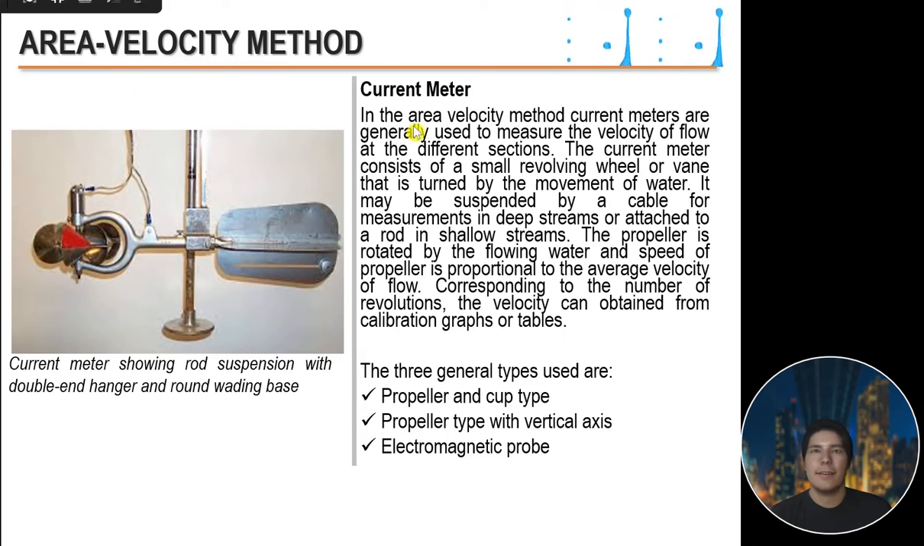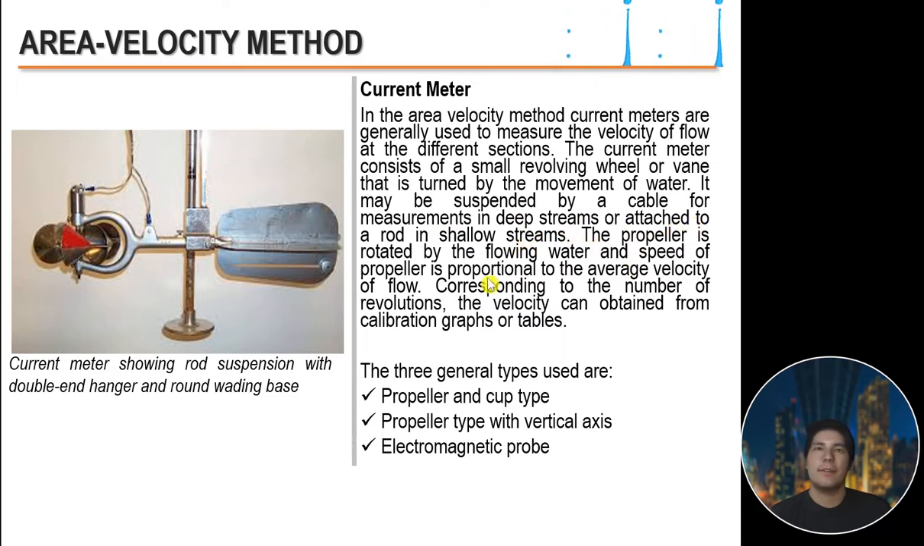Okay, so we have here a current meter showing rod suspension with double hanger and round weighting base. So that's the current meter. In the area velocity method, current meters are generally used to measure the velocity of flow at different sections. The current meter consists of a small revolving wheel or vane that is turned by the movement of water. It may be suspended by a cable for measurements in deep streams or attached to a rod in a shallow stream.